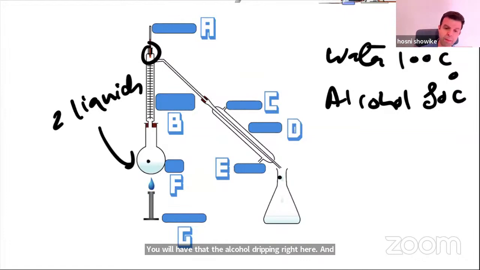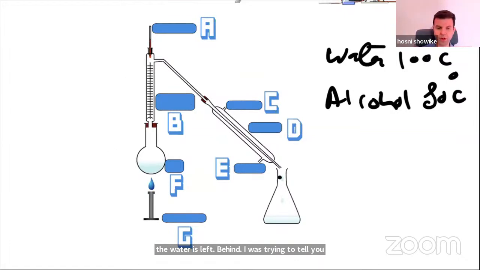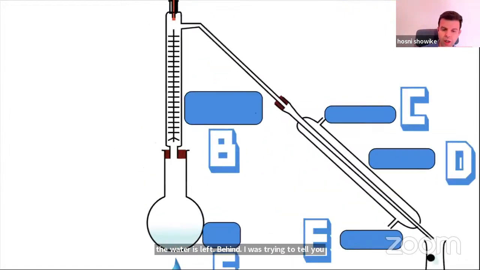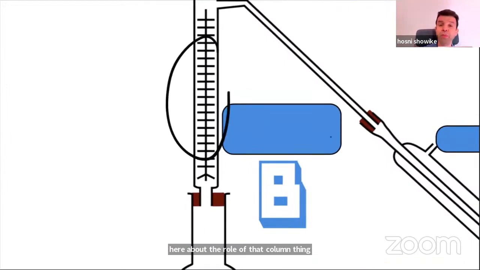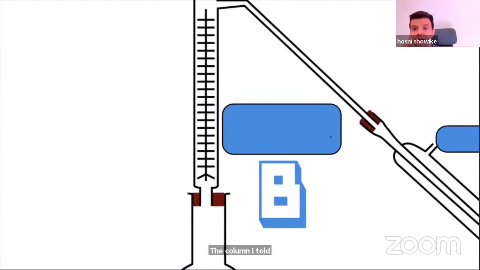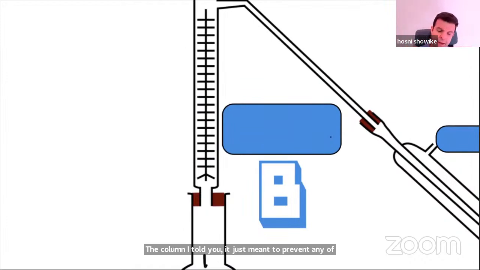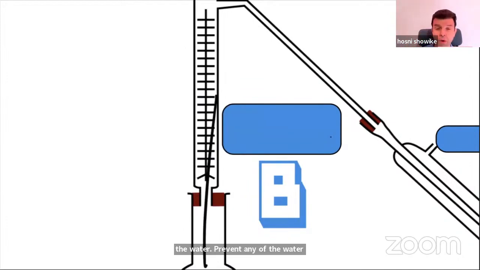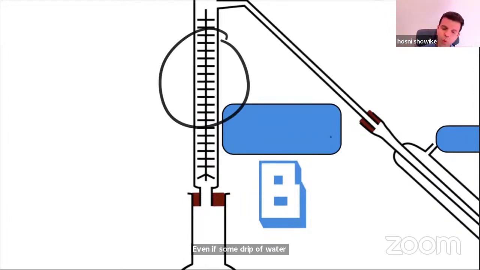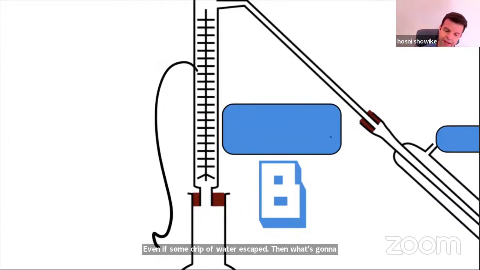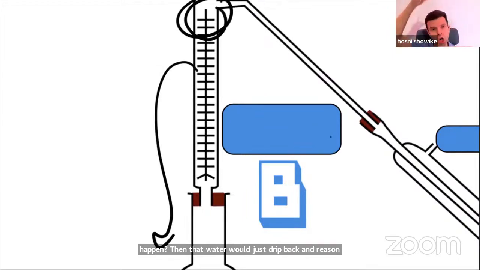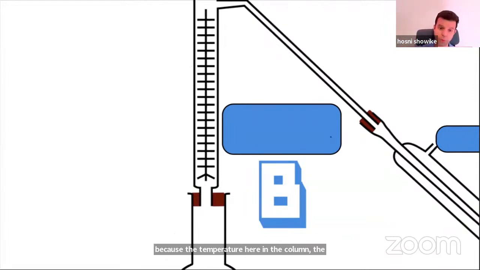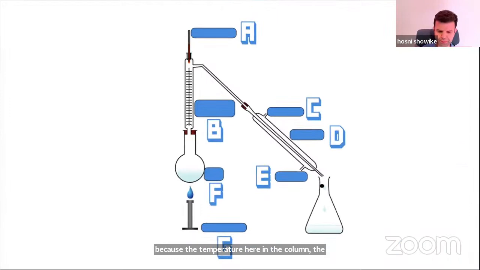I was trying to tell you here about the role of that column thing. The column, I told you, is just meant to prevent any of the water escaping. Even if some drip of water escaped, that water would just drip back in, because the temperature in the column is lower than the boiling point of the water, okay?